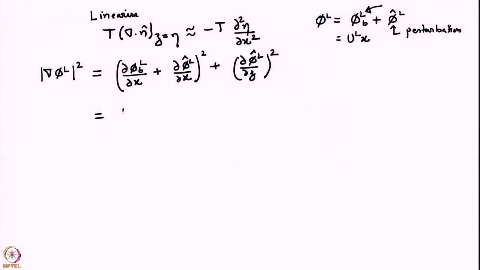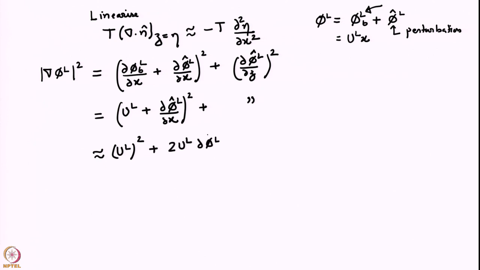So this I can write as ul plus del phi hat l by del x whole square plus the same thing. Now you can see that all these quantities with hats are perturbation quantities, they are order epsilon quantities. So in a linear calculation, I am only going to have two terms here, one will come from the base state, so it will be ul square, and another will be the product of the base state into perturbation. I am neglecting two terms here, one is the square of this and one is the square of that. You can see that they are both squares of perturbation quantities, order epsilon square. So we will not consider them in a linear calculation.